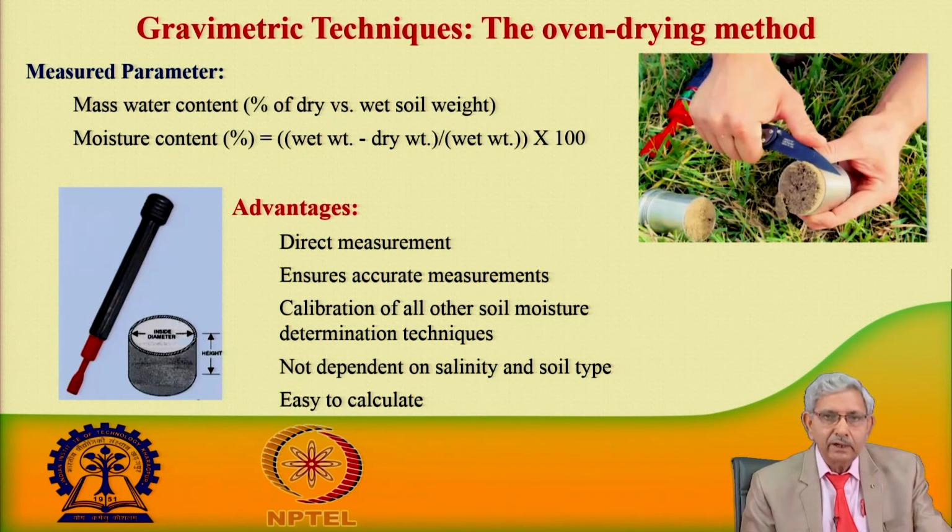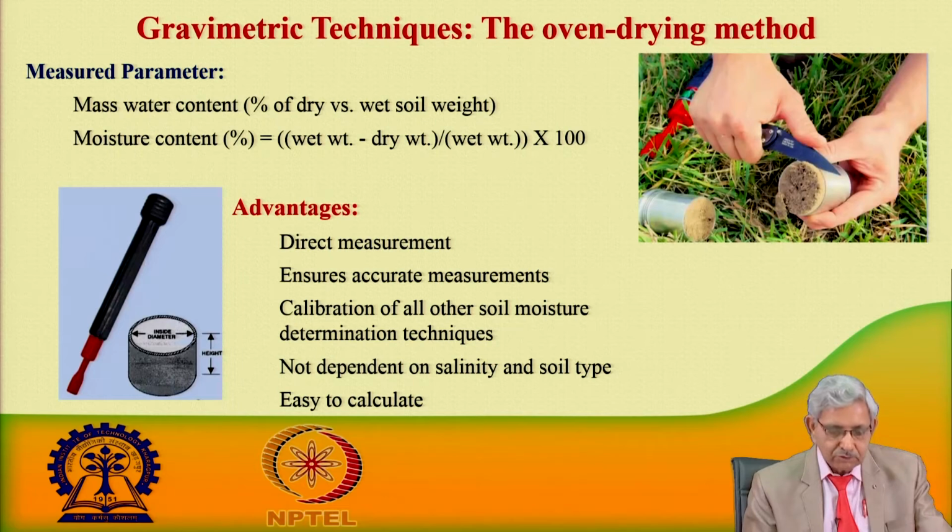So, there are advantages: it is a direct measurement, it ensures accurate measurement, and it is used for calibration of other soil moisture methods. There are several other methods available, which I will be talking about: the tensiometer method, or methods using radioactive material, that is the neutron moisture probe, or TDR. All these are calibrated by using the gravimetric way of finding out the soil moisture content.